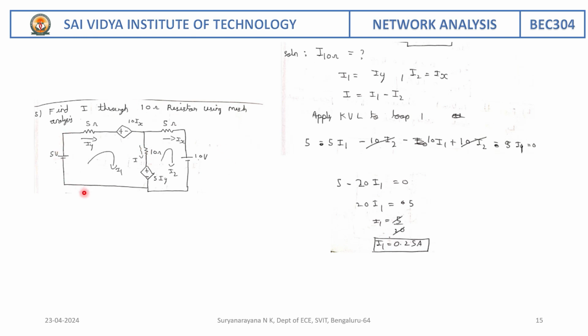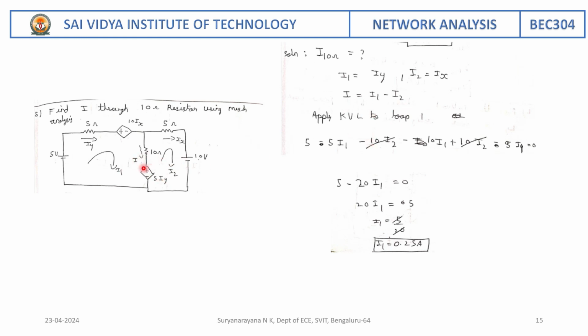On close observation of this given network, there are two independent voltage sources, and here we are able to see dependent voltage sources in mesh 1 and mesh 2. Therefore, we can write the current I1 in mesh 1 is Iy and the current I2 in mesh 2 is Ix. So what is the current that is flowing through 10 ohm? On observation, it is the difference between I1 and I2, that is written here.